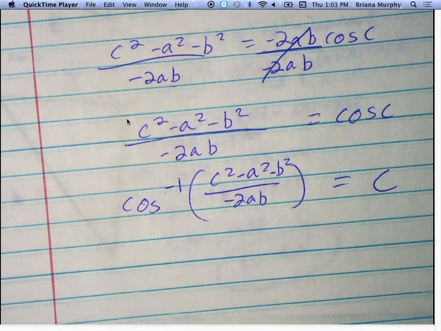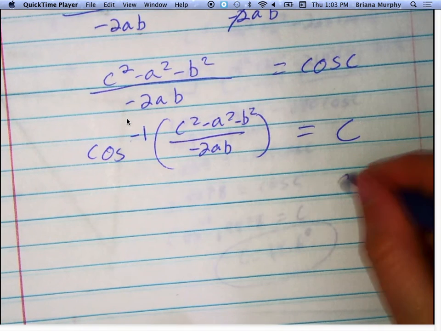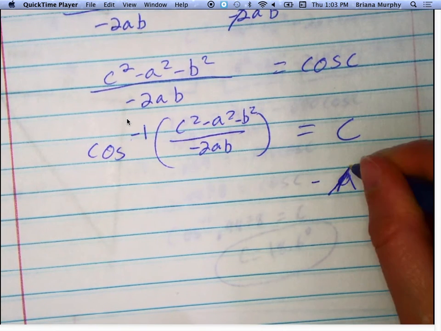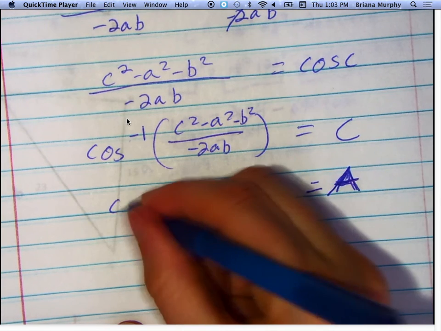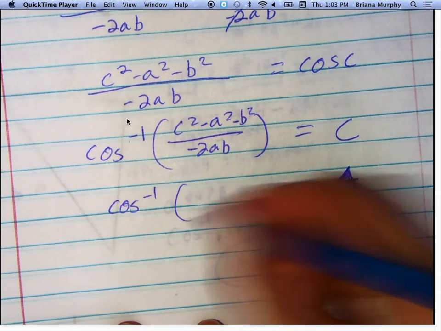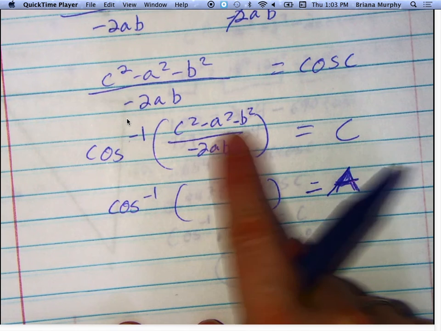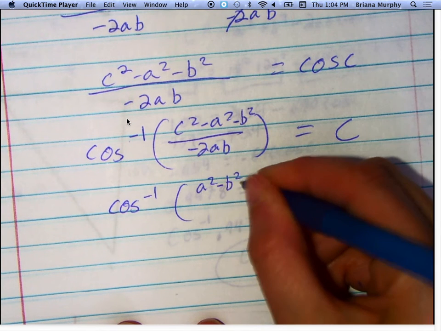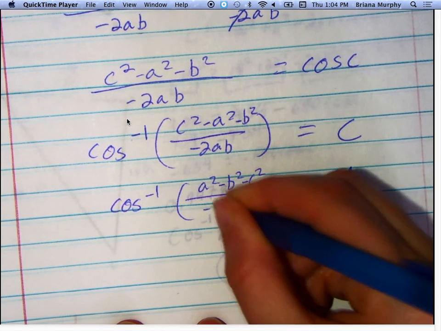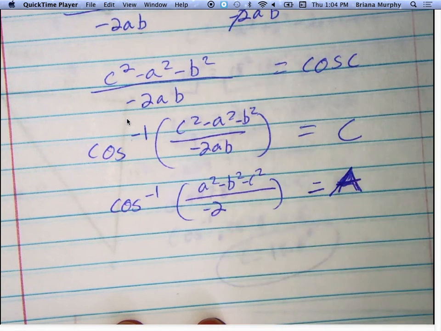This is one of those things that you can memorize. We can find it for, this is for C. We can find it for A and B as well. Let's see if I can do it without solving. Okay, so it'd be cosine negative 1 again. But instead of c squared minus a squared minus b squared, it would be all over negative 2bc.